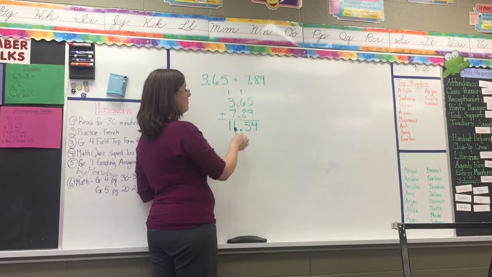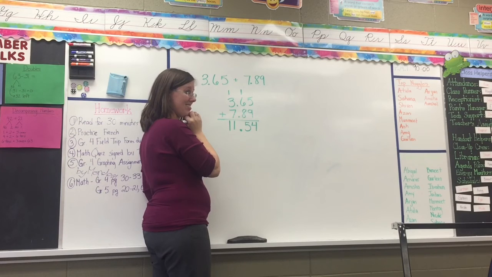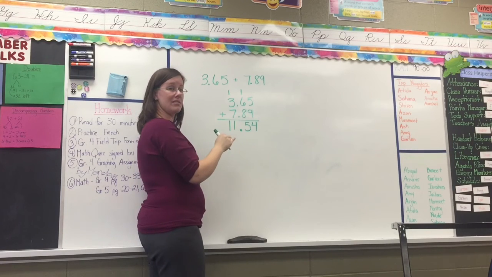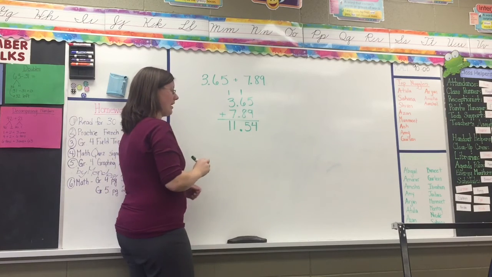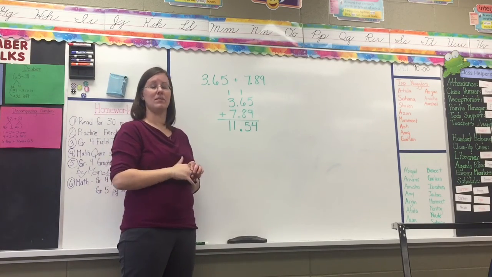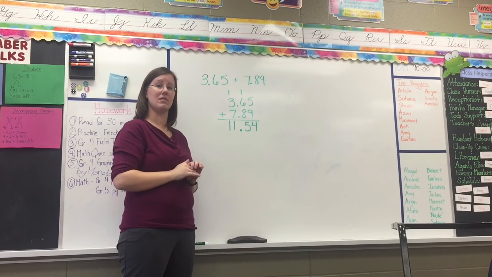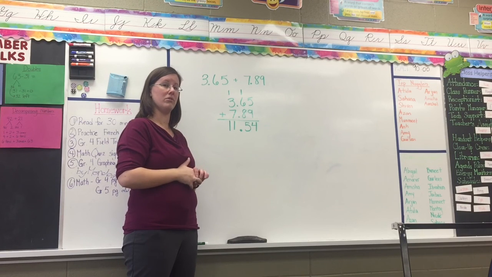So just make sure you're carrying, because once you have 10 pennies, that's the same value as a dime, so it needs to go into the tenths column. And when we have 10 dimes together, we know it's the same as a dollar, so we need to put that in the dollar column so that we can add them all together. I know this question is not in dollars, but sometimes when we work with decimals, it makes more sense to work with dollars and pennies and coins, because that's what we're more familiar with.